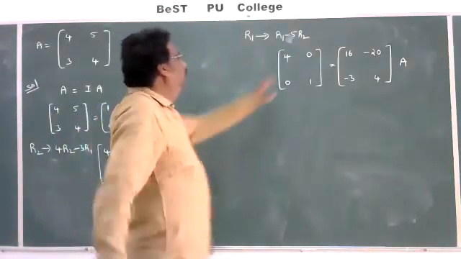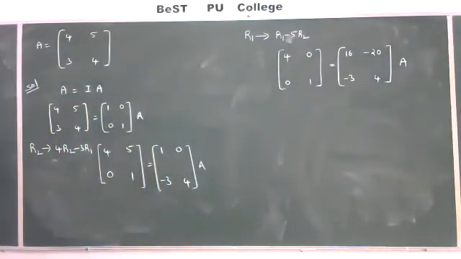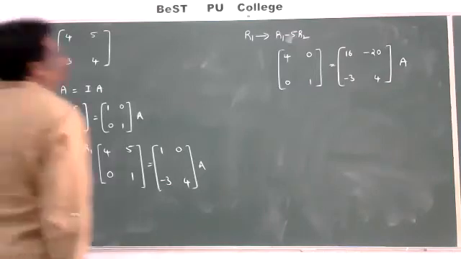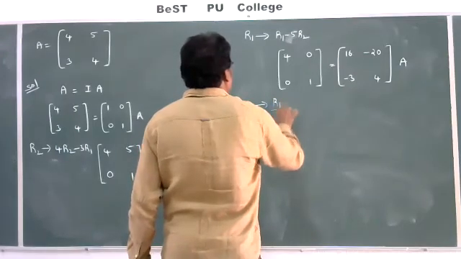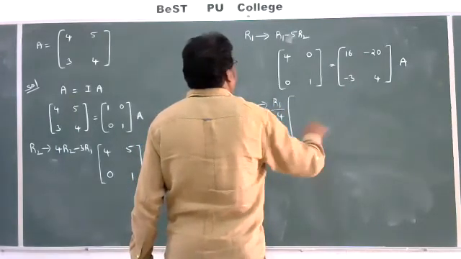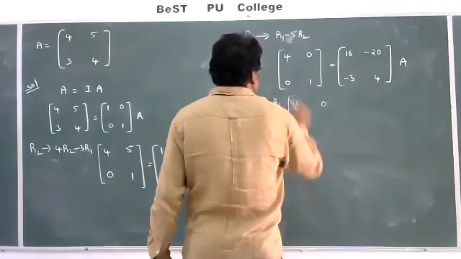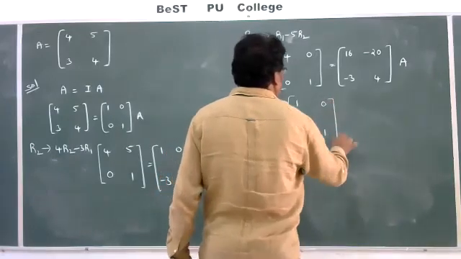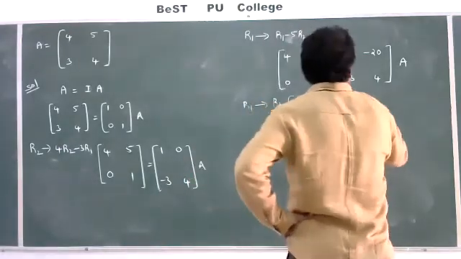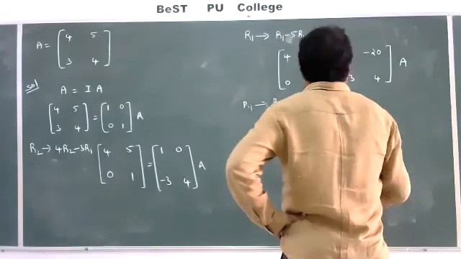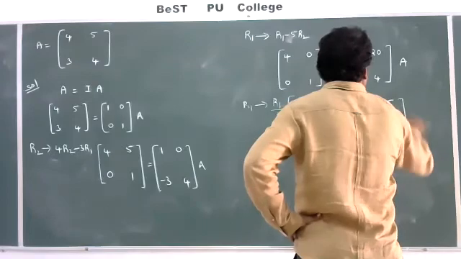Then here we require 1. That's why dividing the first row with 4, that is R1 goes to R1 by 4. That is 4 by 4, 1, 0 by 4, 0, 0, 1 is equal to, first row is divided with 4, that is 16 by 4, 4, minus 20 by 4, minus 5, minus 3 and 4 into A.